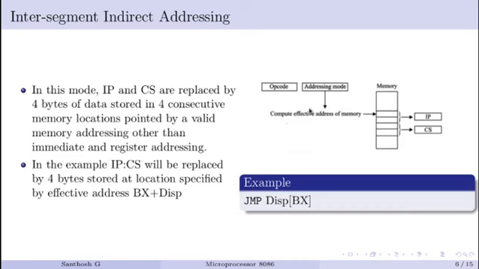Next is inter-segment indirect addressing. In this case, the branching address is not within the current segment but in a different code segment. The address of the branch is specified not explicitly within the instruction but by a memory addressing scheme. For example, consider the following instruction: jump, and then the memory address is specified by a based addressing scheme. Now, bx plus displacement will give the address of the memory location which holds the branch address. At that location, the first 2 bytes correspond to the value to be stored in the instruction pointer, and the next 2 bytes correspond to the value of the code segment register. Once this transfer has been made, CS together with instruction pointer provide the branching address.